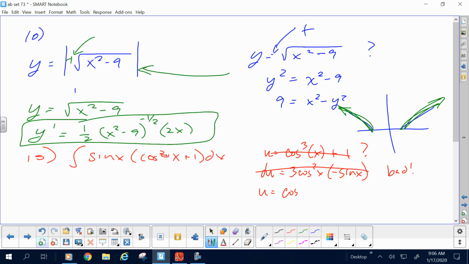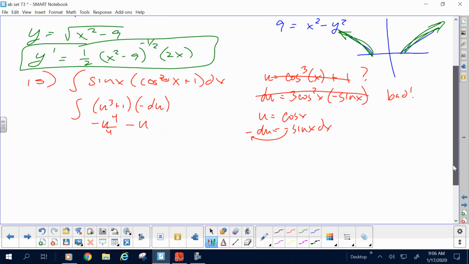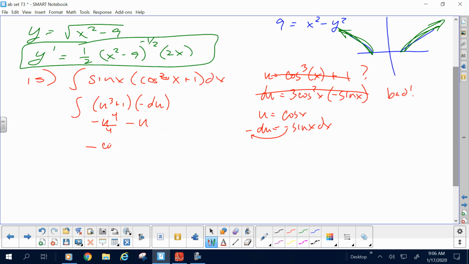Cosine, just cosine. So that du is, yeah, you pick up a negative, but you can deal with that by moving it over. When you make that substitution, u cubed plus 1 negative du, is that integrable? It is. So you would integrate that, it would be something like negative u to the fourth over 4 minus u. And then you sub back, and you've got something like negative cosine.